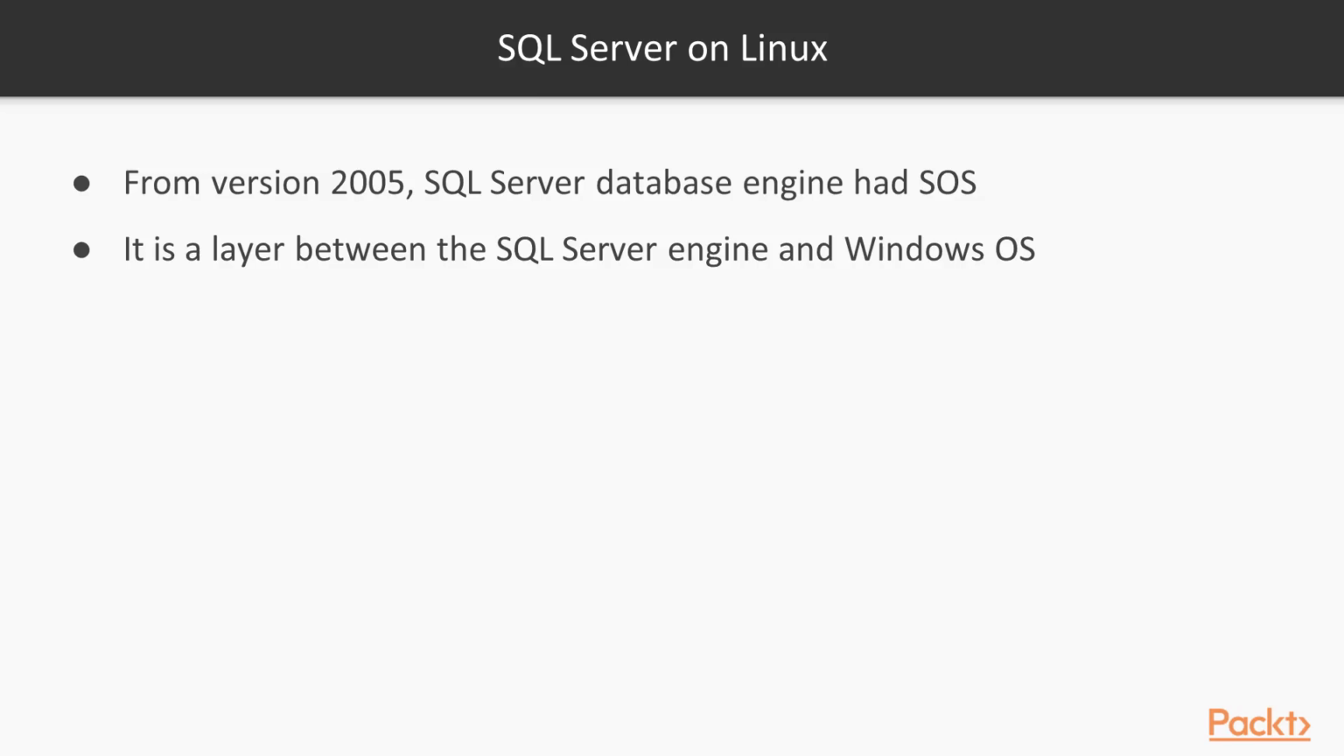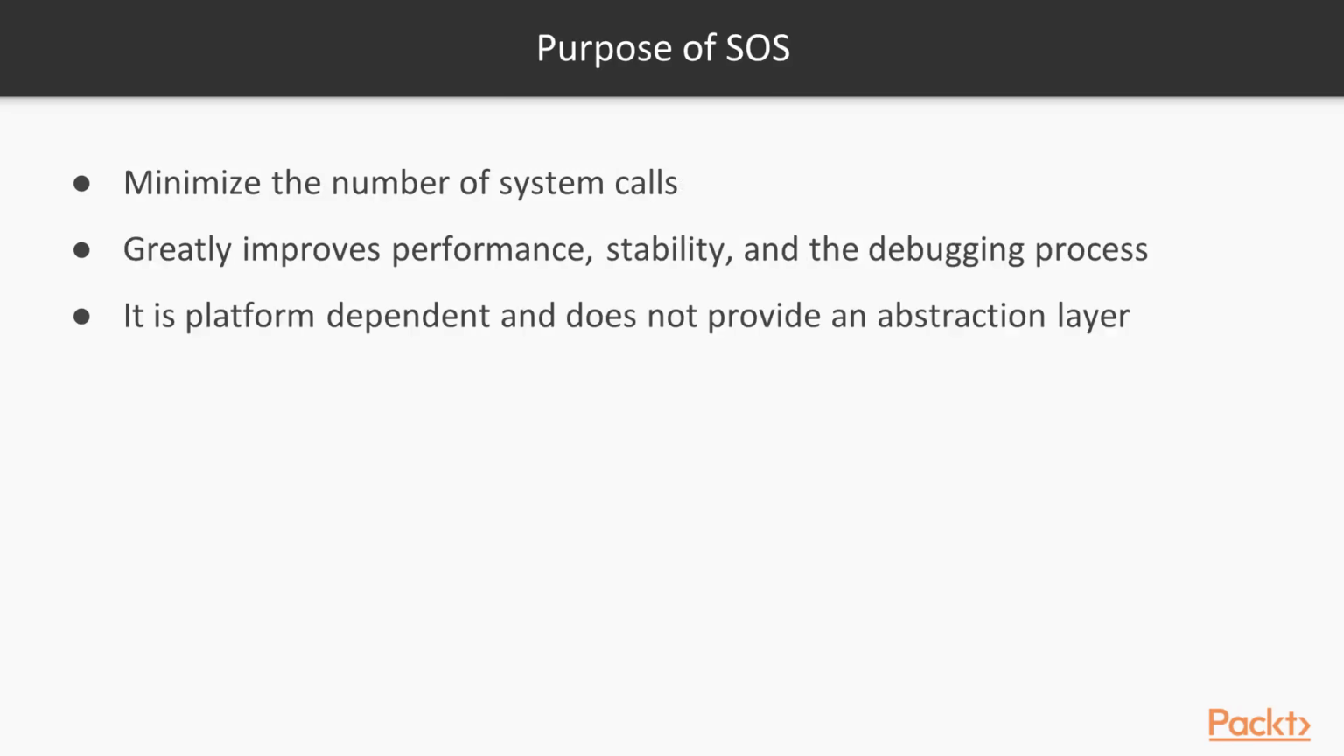From version 2005, the SQL Server database engine had a platform layer called SQL Operating System, or SOS. It's a layer between the SQL Server engine and the Windows operating system. The main purpose of SOS is to minimize the number of system calls by letting SQL Server deal with its own resources. It greatly improves performance, stability, and the debugging process. On the other hand, it's platform dependent and does not provide an abstraction layer. That was the first big problem encountered even before beginning to think about creating the Linux version.